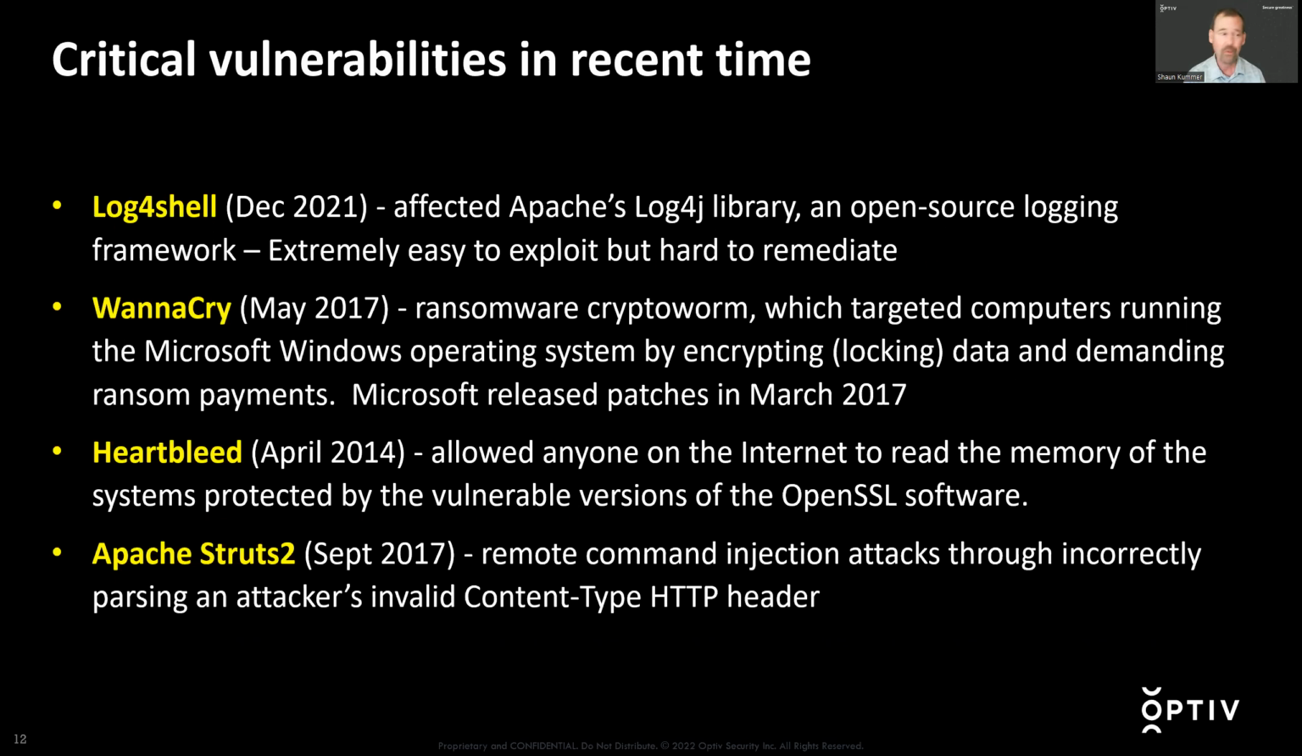WannaCry, once again, another Friday afternoon exploit. The patch came out in March 2017, and it became exploitable in May 2017. That was part of the NSA's hacking program. A lot of CISOs were panicking, wanting to know, hey, what systems do we still have that need to be remediated? Their SLAs just weren't as good as they should be. And then we also have Heartbleed and Apache Struts too. Very, very serious vulnerabilities. And these are things that sometimes keep CISOs up at night.